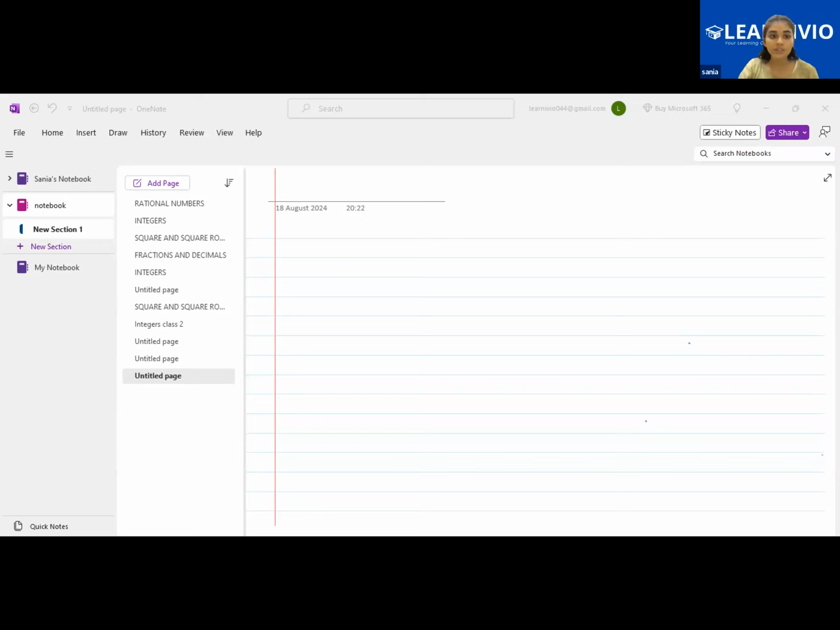Zero is the additive identity of any rational number, because whenever we add zero to any number, we're going to get the same number only, right? For example, consider 1 plus 0, you'll get 1. Or we say 2 plus 0, you're going to get 2 only. So that is the additive identity, right? Okay, then what is the multiplicative identity of rational numbers?